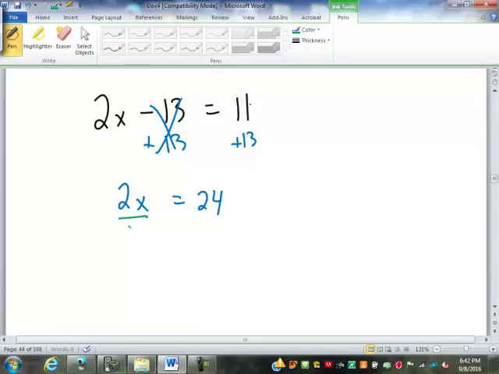Now I have to divide by 2. When I divide or multiply, I have to do it to every piece. So the 2x divides by 2. The 2 cancels out, I get x. 24 divided by 2 is 12.